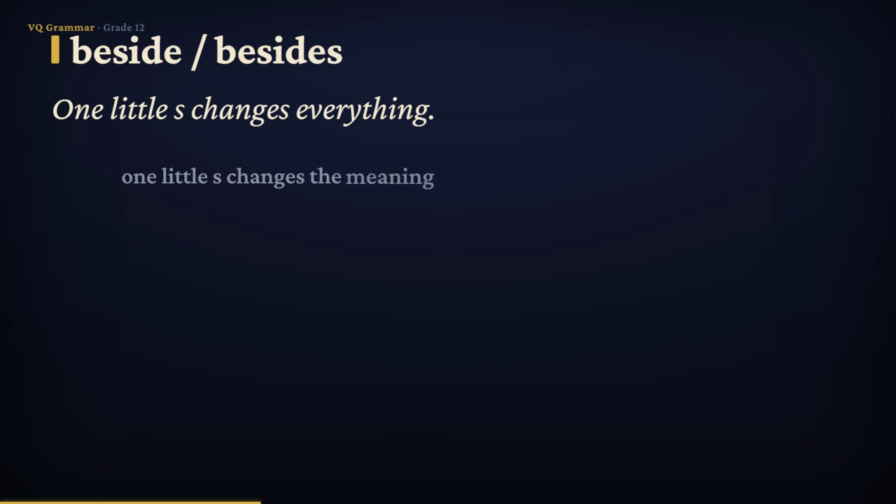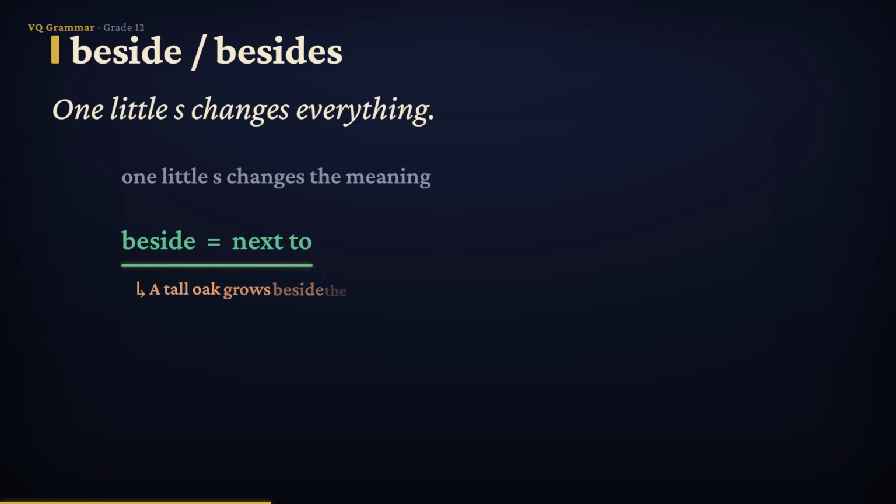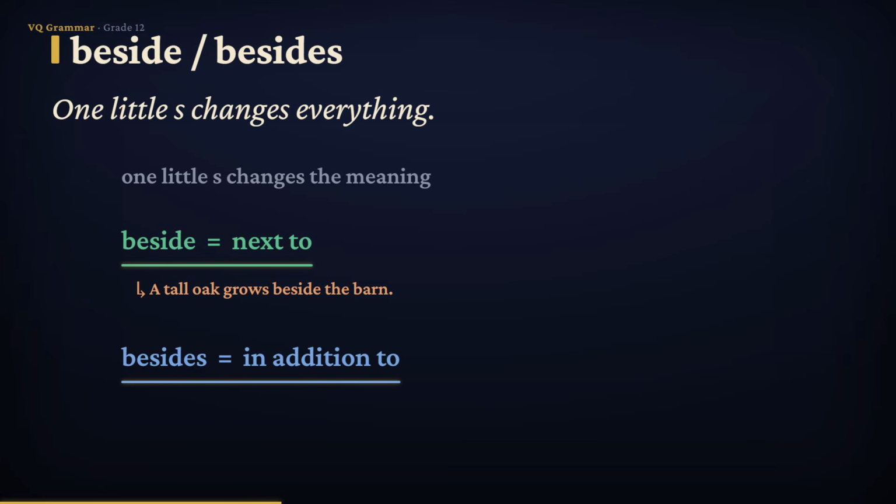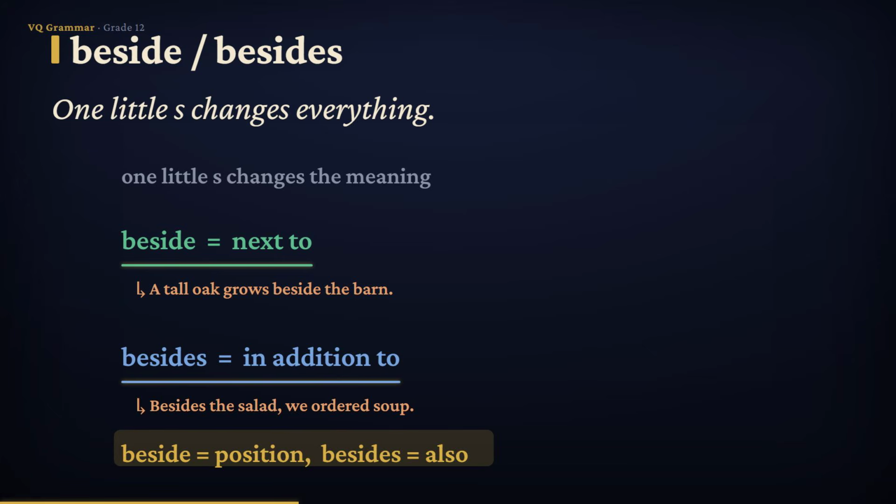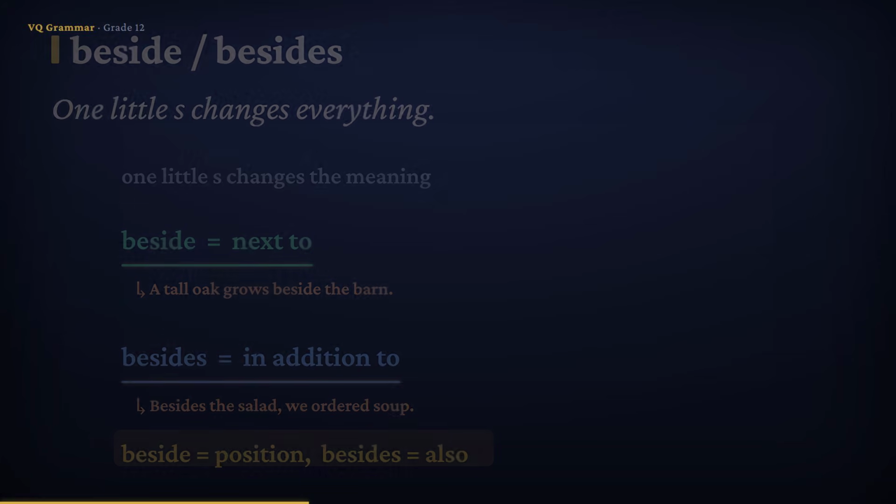Fourth pair, and this one turns on a single letter. Beside, without the final S, means next to. It's about position. A tall oak grows beside the barn, right at its side. Add an S and the meaning shifts. Besides, with the S, means in addition to. Besides the salad, we ordered soup. Soup as well as the salad. So the S makes all the difference. Beside tells you where something sits. Besides tells you what else is included. Beside is position. Besides means also.